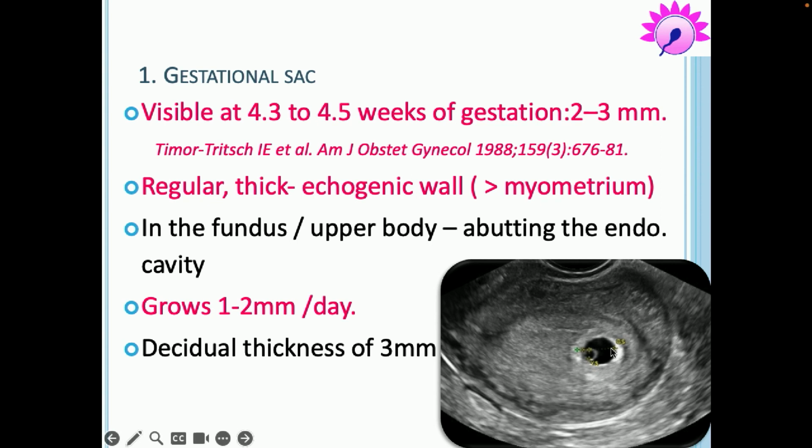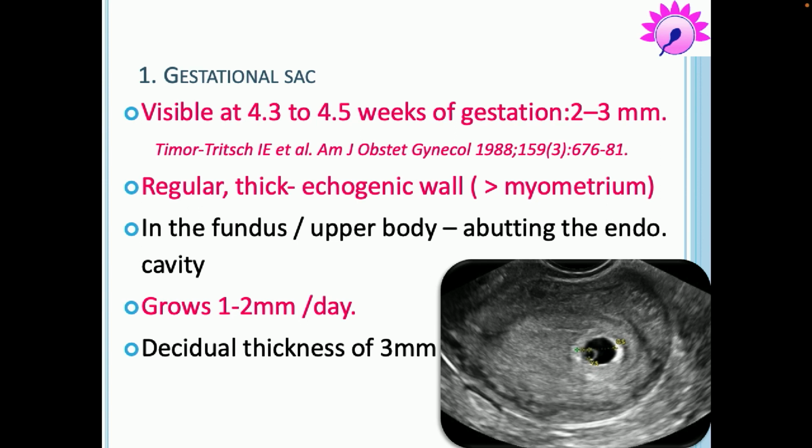It must be ideally implanted into the upper half of the endometrial cavity and should be eccentric in location. And remember that even at the beginning of the pregnancy, the decidual thickness should be at least 3 millimeters. When you measure the gestational sac before the appearance of the fetal pole, it is essential that you always measure it and document it as the mean of 3 longest diameters.